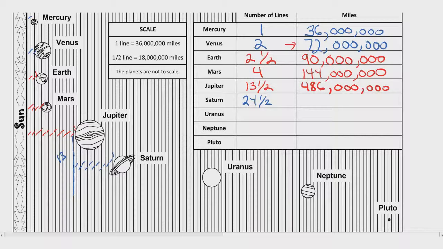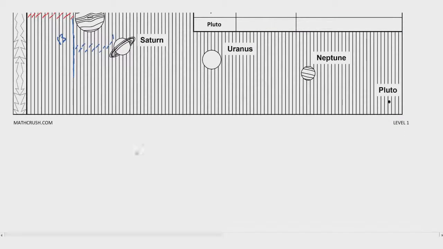I can either multiply, I can add, I can do different ways of doing this. I think I'm just going to multiply 24.5 times 36, because 36 million miles equals one line, and we have 24 and a half lines, or 24.5. So I'm just going to come down here and write 36 times 24.5. Again, I'm going to move my decimal out of the way, and I'm going to put a little 1 right there just to remind me I have to put the decimal back when I'm done.